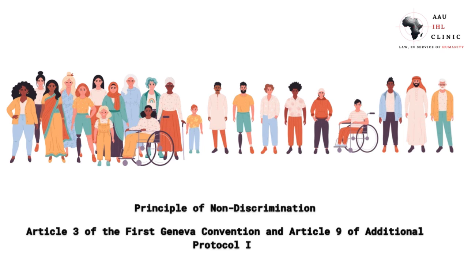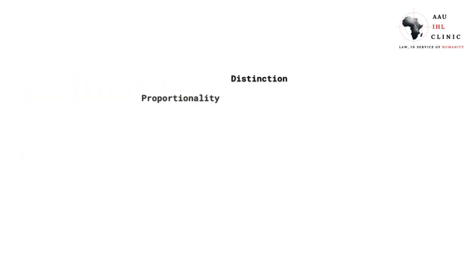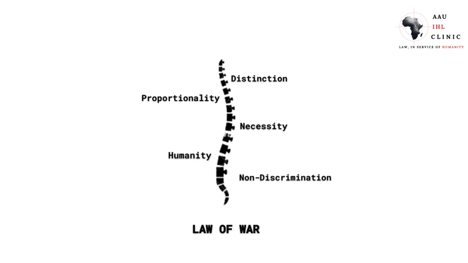humanitarian ethos of IHL. These fundamental principles of IHL, distinction, proportionality, necessity, humanity, and non-discrimination, form the backbone of the law of war. They guide the conduct of hostilities, aiming to limit the horrors of war and protect human dignity even in the midst of conflict.